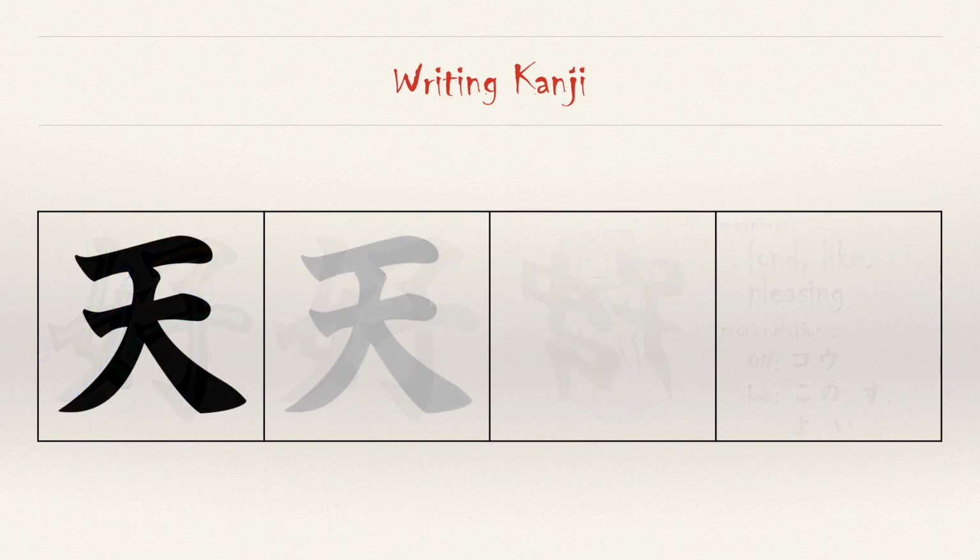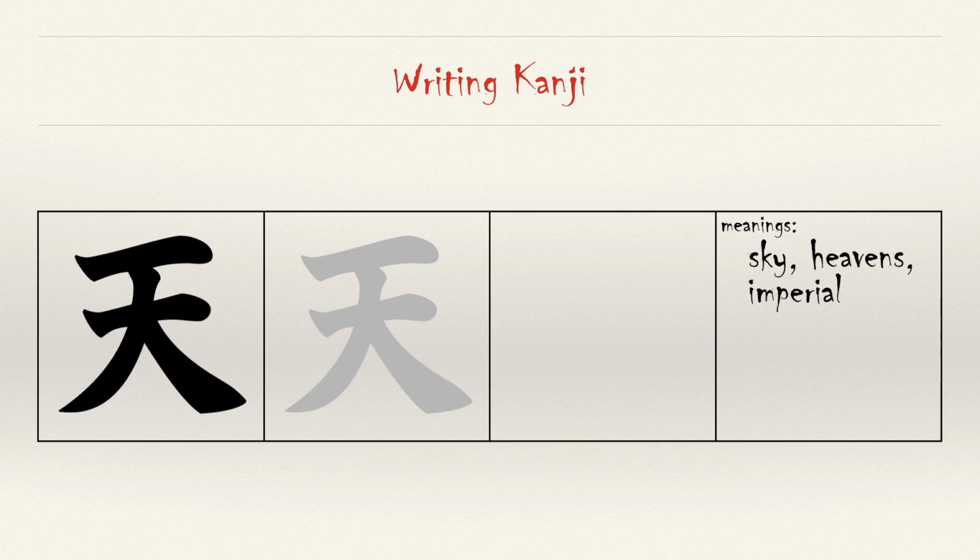This character represents the sky, the heavens, or the imperial family. Unlike the first character, this is pretty easy. The stroke order is straightforward as well. The 2 horizontal strokes are first. The last 2 strokes are person. Also, if you look closely, strokes 2 through 4 form the character dai, or big.